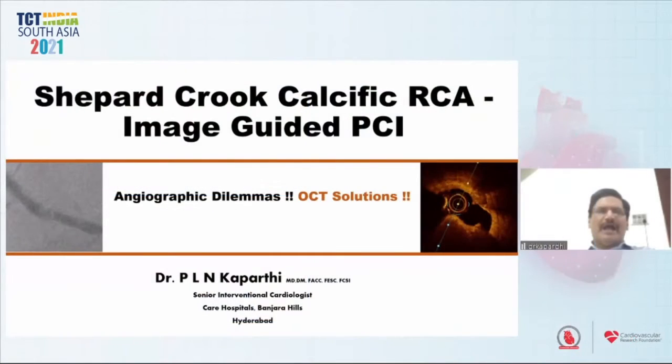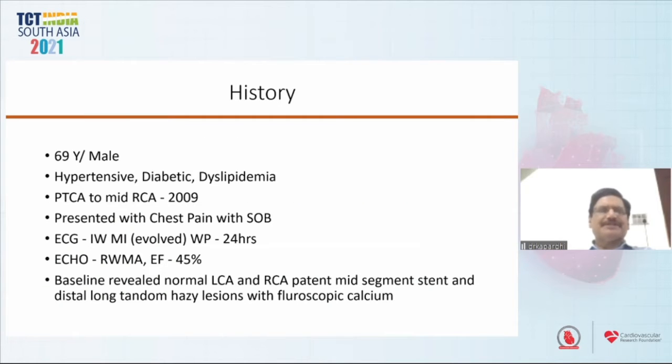I am Dr. PLN Kapardhi, Senior Interventional Cardiologist from Care Hospitals, Hyderabad. Today I am presenting an interesting case of a Shepherd-Crook calcific right coronary artery, and how OCT guided my angioplasty to diagnose the morphology as well as optimize the result. So the history is as follows.